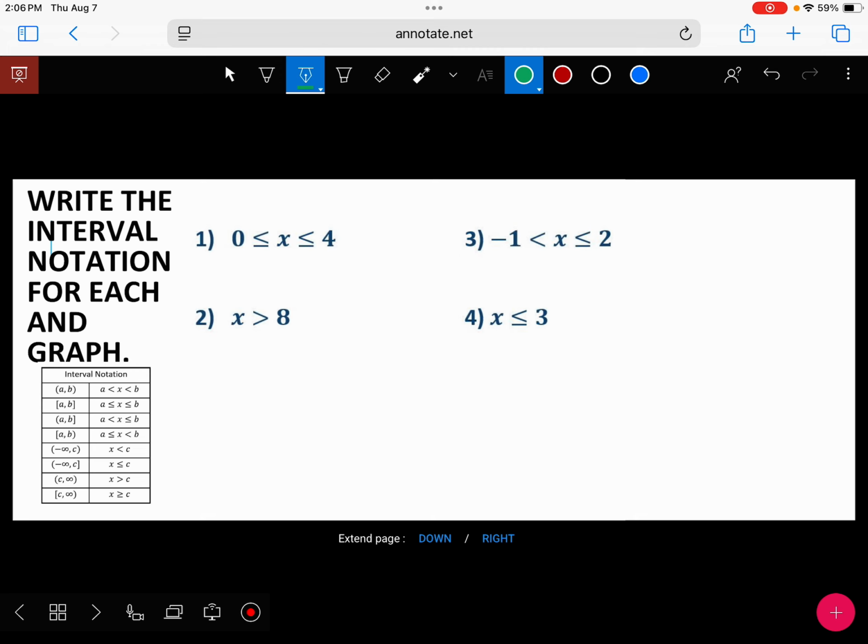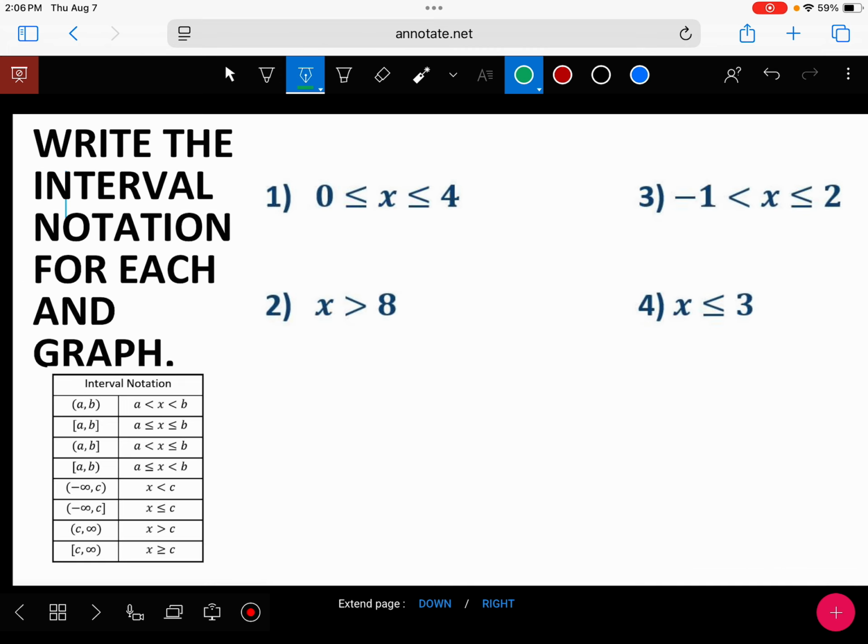So go ahead and copy this down. And I'm not really concerned with the graphing in the homework for homework 3. If it asks you to graph it, I'm not really worried about that. You don't have to graph it. I just really want you to write it in interval notation. So go ahead and copy down these 4, and then we'll go through them together.